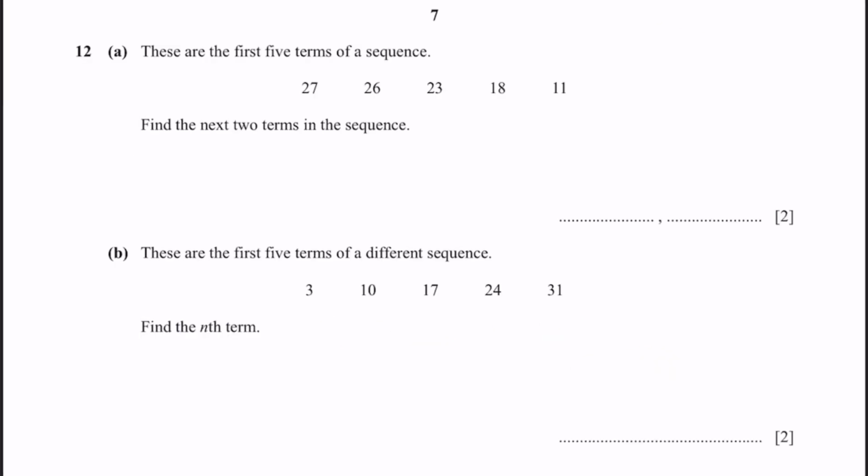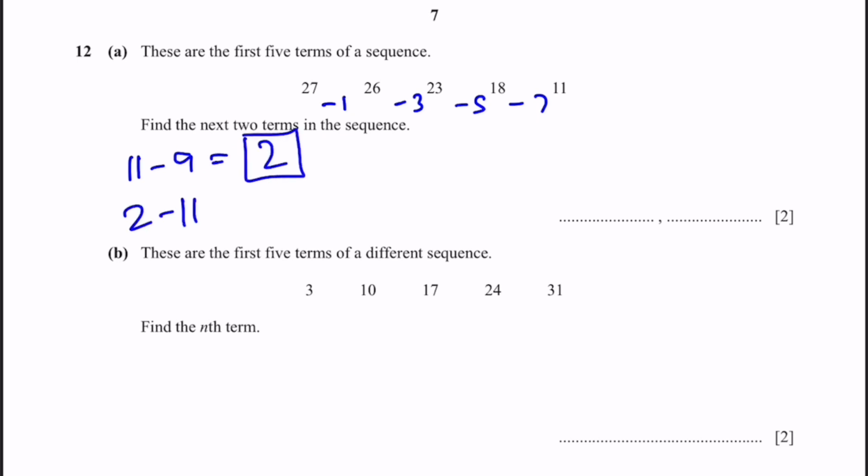Question 12. A. Here are the first 5 terms of a sequence. 27, 26, 23, 18, 11, so on. Find the next 2 terms in the sequence. So over here we subtract 1, then subtract 3, subtract 5, subtract 7, dot dot dot. So we subtract consecutive odd numbers. That is the term-to-term rule. So the next 2 terms will be 11 minus 9, which is equal to 2, and 2 minus 11, which is equal to negative 9. So it's 2, comma negative 9.